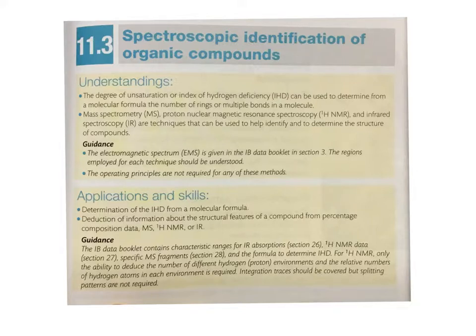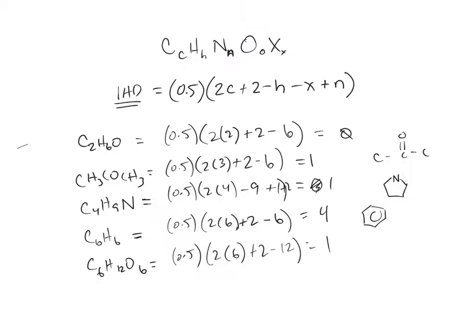So again, we're getting into 11.3, spectroscopic identification of organic compounds. Here we're using spectral data to identify structures of compounds and see what we can learn from that. So again, the first thing that you totally need to be able to do is determine the index of hydrogen deficiency. So again, this just tells you your number of unsaturations.